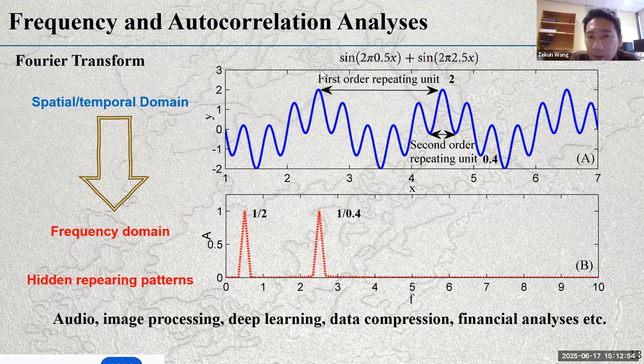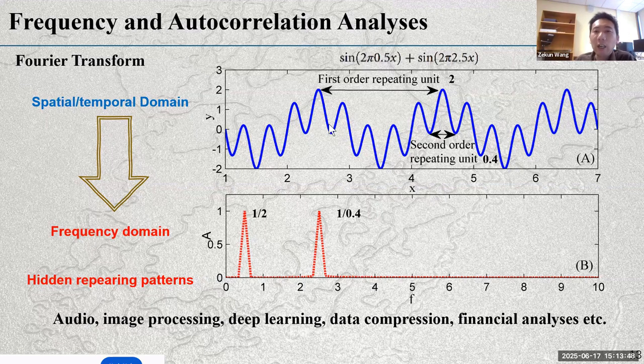For example, this signal, which is a sine wave plus another sine wave. So you can see there are two major frequencies. The first one is 0.5, and we can calculate the period by the inverse of frequency, which is 2, and there is another frequency which is 2.5, and therefore the period is 0.4. So it actually has two different self-repeating patterns in the signal. After we do a Fourier transform to convert the signal into the frequency domain, you will see two peaks in the frequency spectrum, which are 0.5, the first order frequency, and 2.5, the second order frequency.